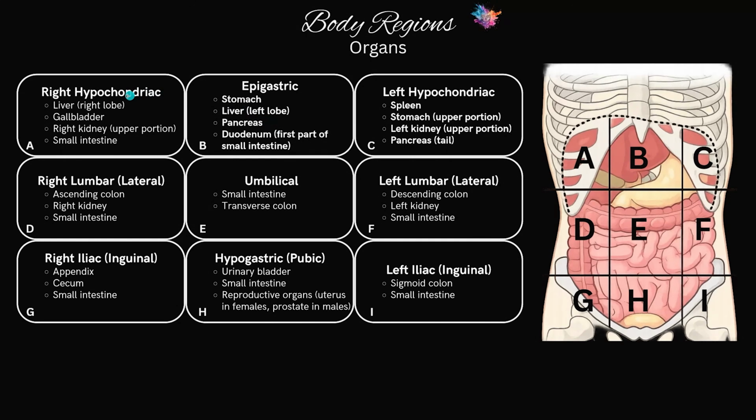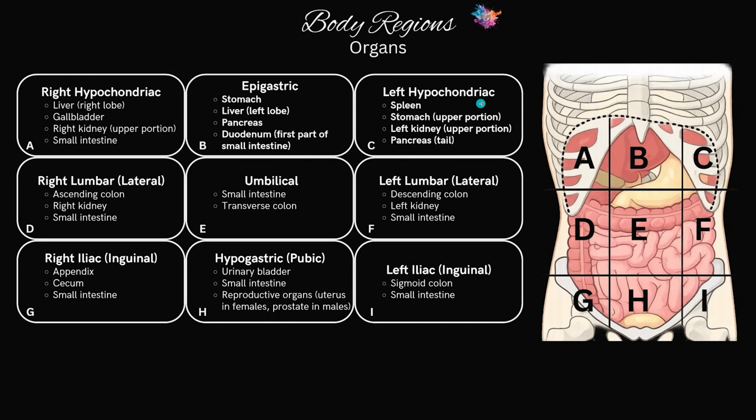Up at the right, we have the right hypochondriac region that's represented by the letter A. We can find the liver, gallbladder, right kidney, and small intestine. Right in the center at the top, we have the epigastric. Epi means above, gastric means stomach. So top of the stomach, here you find parts of the stomach, the liver, pancreas, duodenum, which is the first part of the small intestine.